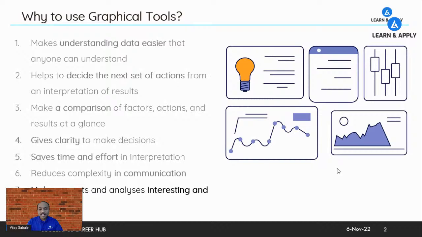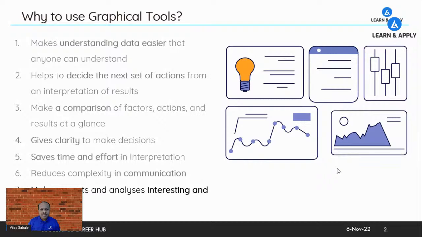It makes analysis interesting and engaging. That's again a very important thing. If you put only statistical concepts and statistical analysis in front of people, they get bored. But if you want to present your analysis in a more interesting and engaging way, again, nothing is better than graphical tools. So these are the 7 benefits, 7 reasons to use graphical tools. And by using these graphical tools, it provides you more power in decision making.